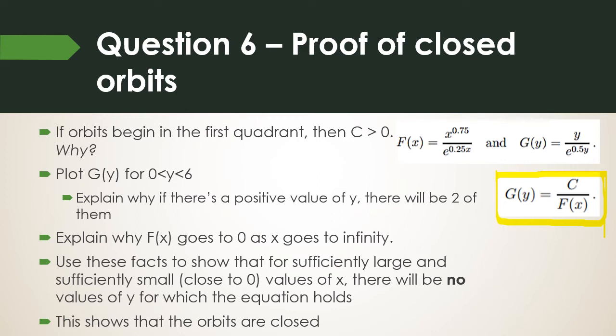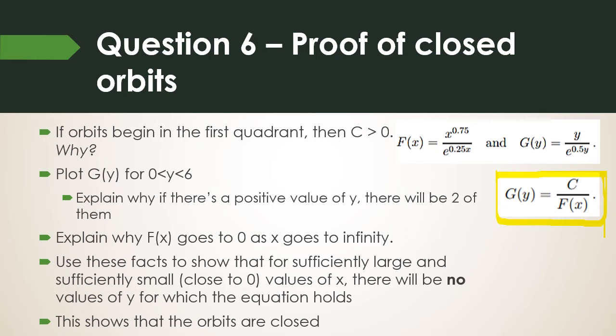The next part of the question asks you to plot g of y for y between 0 and 6. You can do this using fplot, or you can use another graphing software, but I recommend fplot just so that you get used to it. And it asks you to explain that if there is a positive value of y, there will always be two of them. This will be clear again once you actually see the plot. It's very similar to some of the reasons you gave in the previous question. And also you can relate it to the fact that the orbits initially were closed orbits.